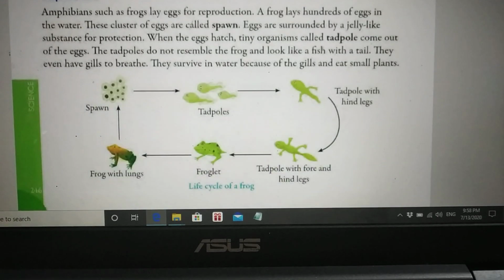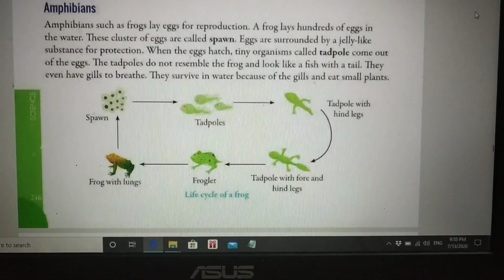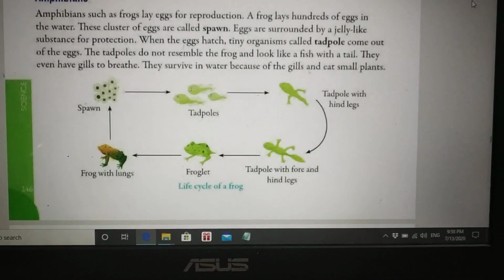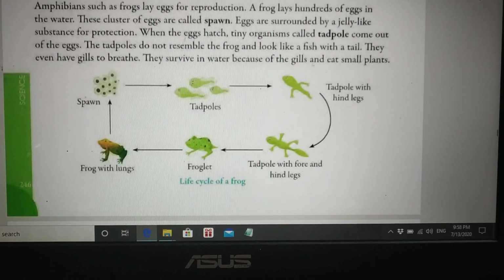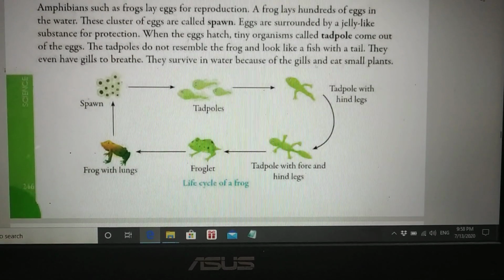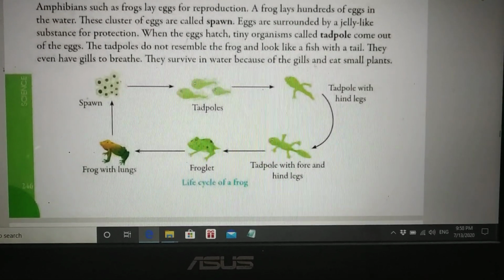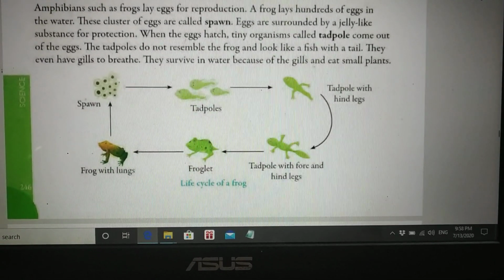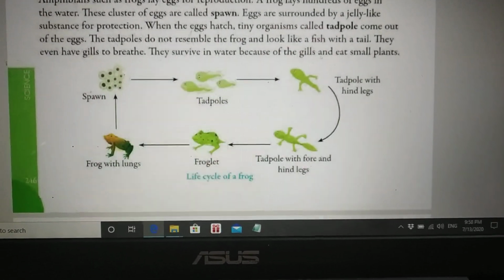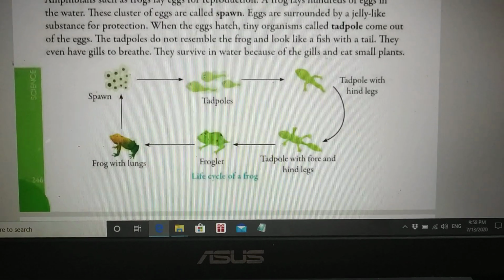You can see the life cycle of a frog. Spawn means cluster. Many eggs are laid together. From there, tadpoles come out, a head with a tail, and this tadpole has gills to breathe. And this tadpole you can see with the hind legs. Hind means backward, piche taraf legs. Then slowly you can see four legs, four limbs, and hind limbs all coming out with the tail.